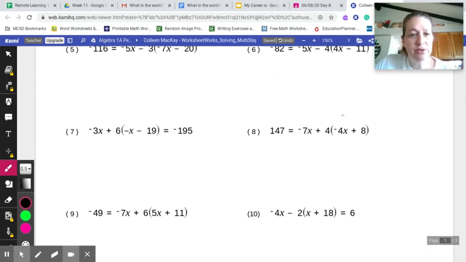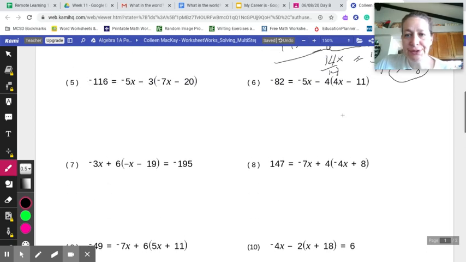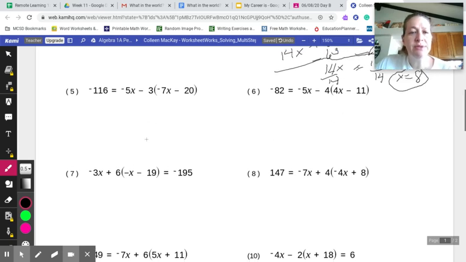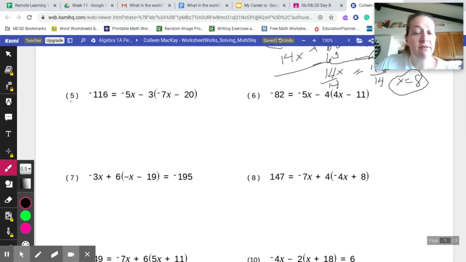Let's do question number 16, or sorry, number 5. Ooh. And the reason why I want to do this one is because this one they switched around and put the equal sign near the beginning. But it doesn't change anything, it's just different than what you're used to looking at. Okay, so I'm just going to write down the negative 5x. Okay, now I'm going to do the distributive property. I'm going to do it here and here.